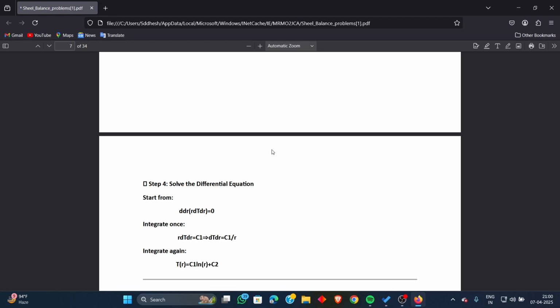Step 4, solve the differential equation. Start from d by dr of r dT by dr equal to 0. Integrating once, we get r dT by dr is equal to C1. That is dT by dr is equal to C1 by r. After integrating again, we get T is equal to C1 ln r plus C2.